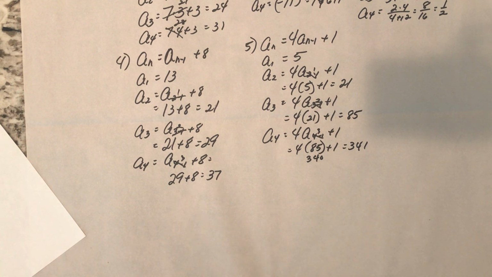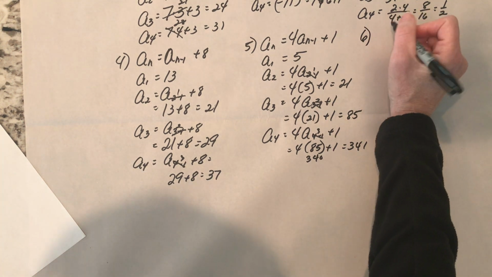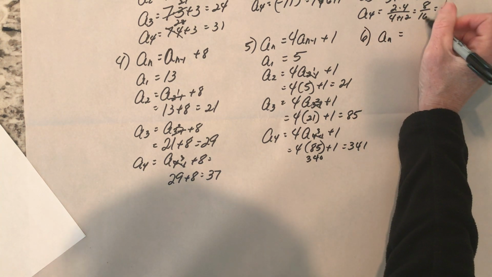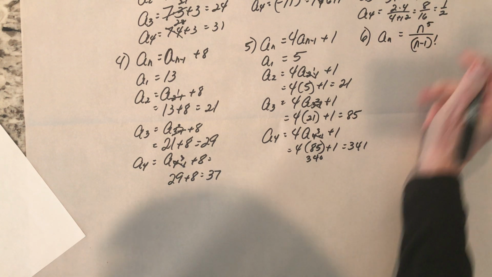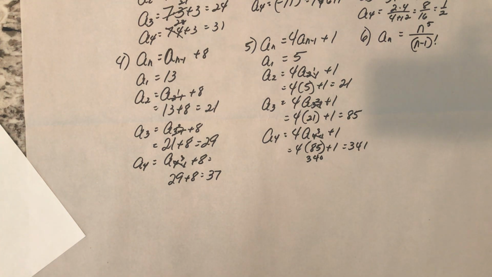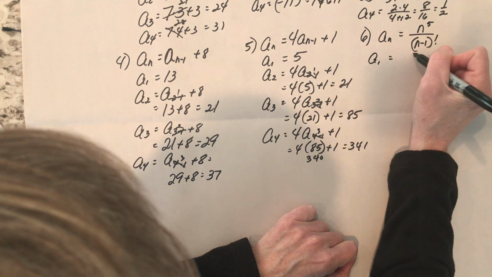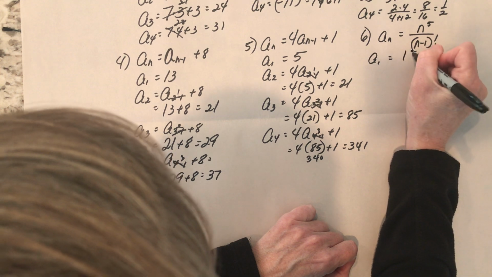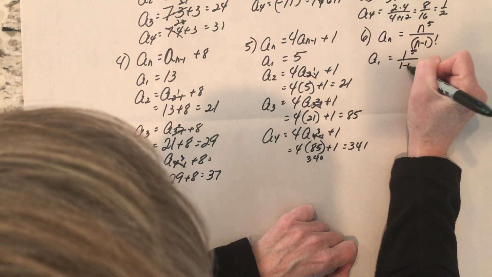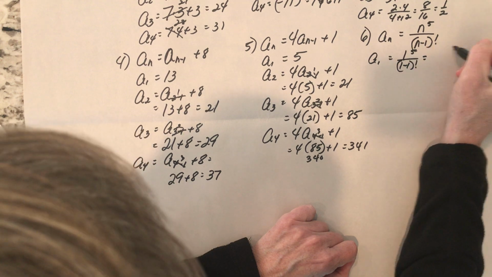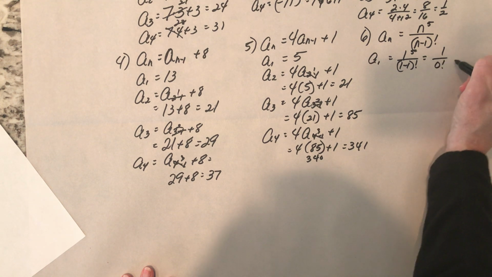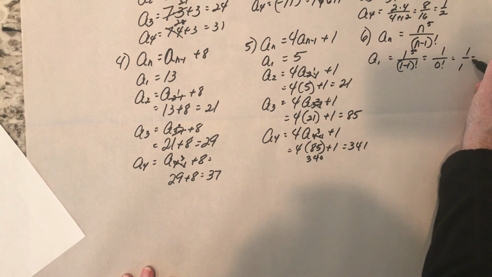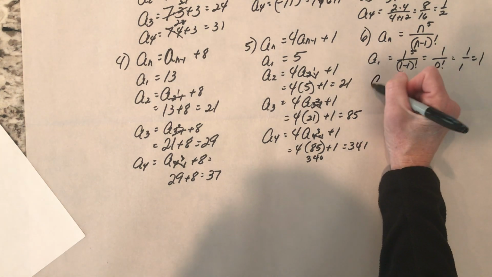Number 6 is giving you another closed formula, but you're going to use some factorial in there. So number 6, a sub n equals n to the 5th power over n minus 1 factorial. It's a closed formula. Find the first 4 terms. So a sub 1 will be, put in the n, 1 to the 5th power over 1 minus 1 factorial. 1 to the 5th, 1 times 1 times 1 times 1 times 1. And then 1 minus 1 is 0. Remember that little trick. 1 factorial is a 1. It doesn't seem like it should be, but that's what you're stuck with.